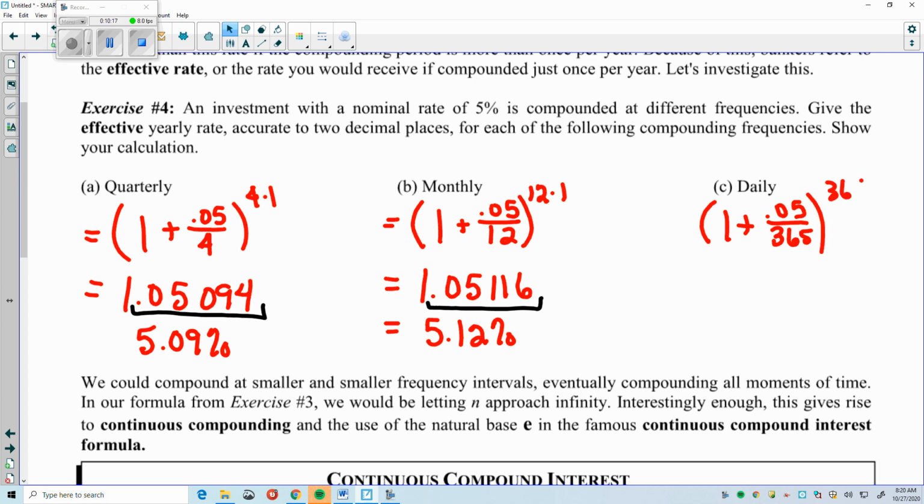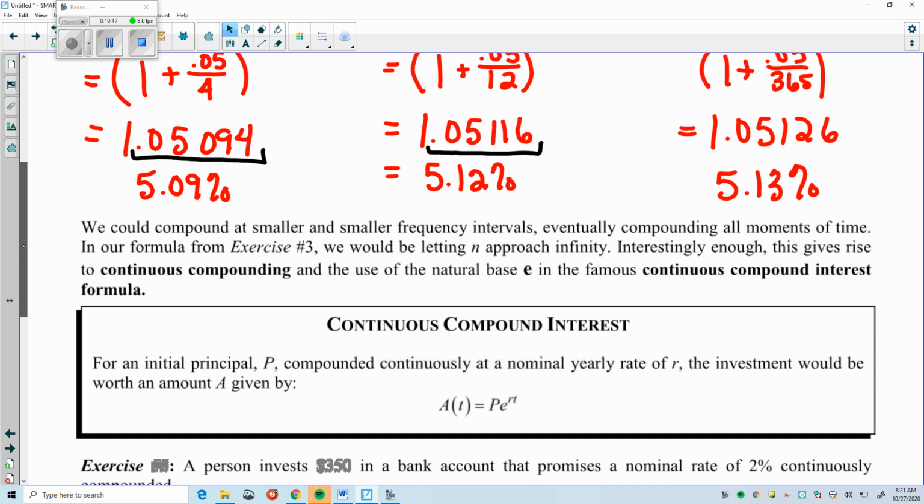Up here, 365, and again, the number of times for the year is just 1 year. So multiplying this out, we're going to get about 1.05126. And again, if we look at our rate, that's going to give us about a 5.13%. So again, as the number of frequencies increases, so we went from 4 to 12 to 365, you're going to see that rate actually looks like it increases a little bit too.